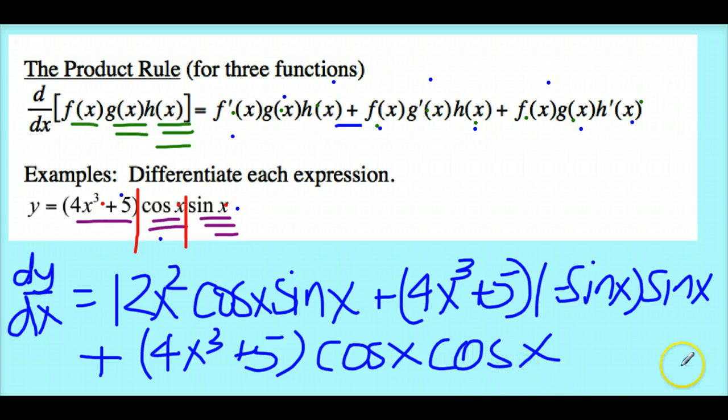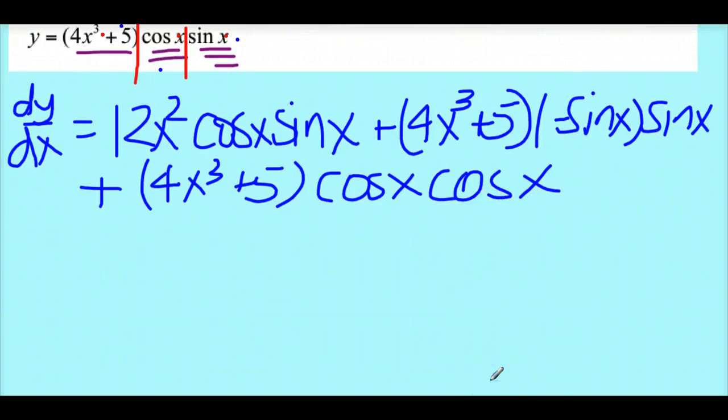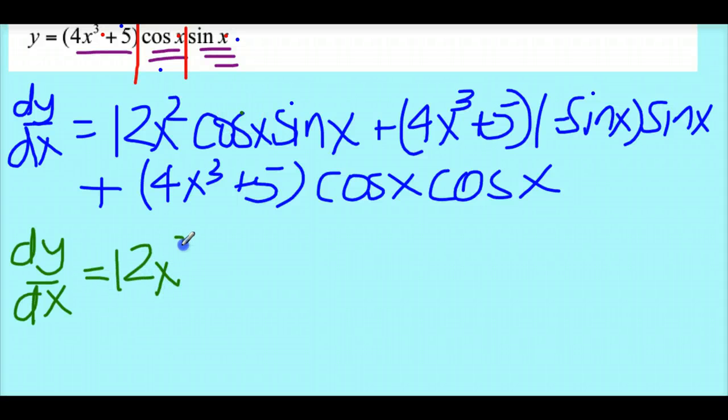So now all I need to do is to actually simplify this out. Let's use a different color. I'm going to get dy/dx. This first term right here is already simplified. I get 12x squared cosine of x sine of x.